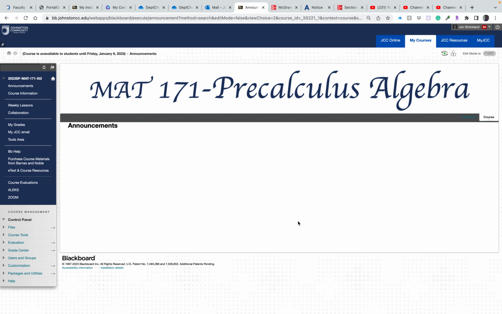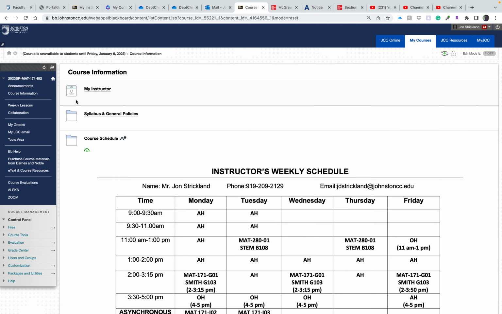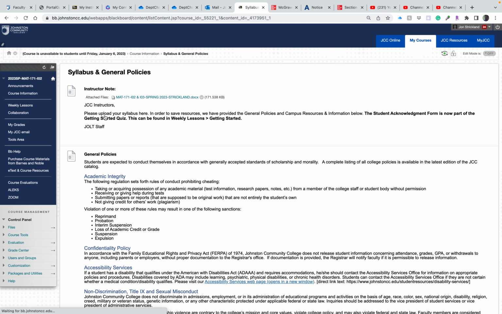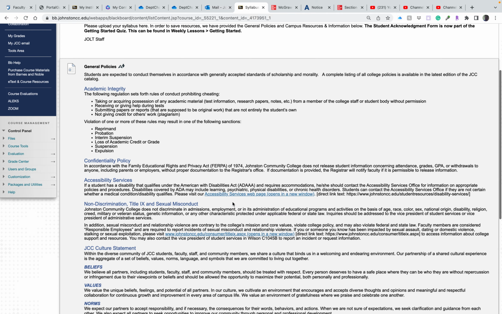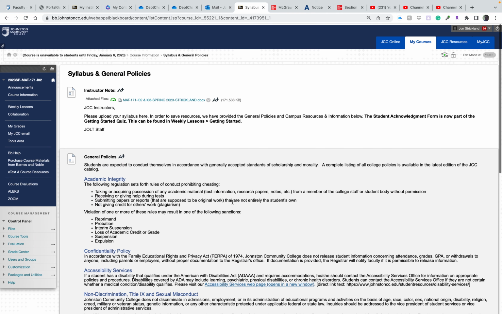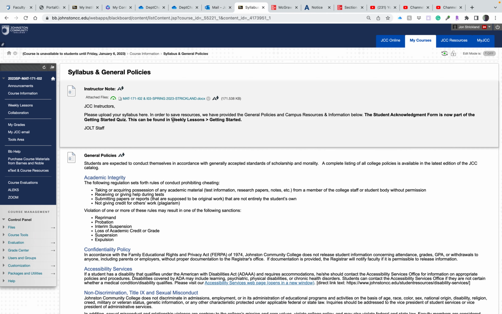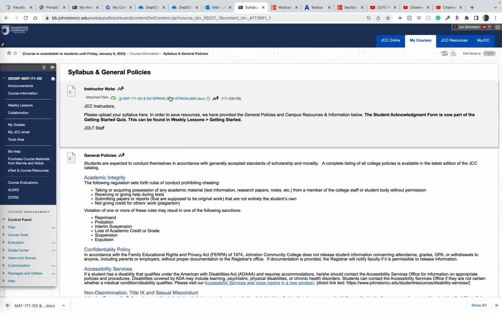To access the course syllabus, again, you click on Course Information, and then you click on the folder entitled Syllabus and General Policies. Underneath the heading of Syllabus and General Policies, again, the quiz will be on the basis of the information in the course syllabus as well as the general policies that we have listed. And to access the course syllabus, you click on the icon and download.